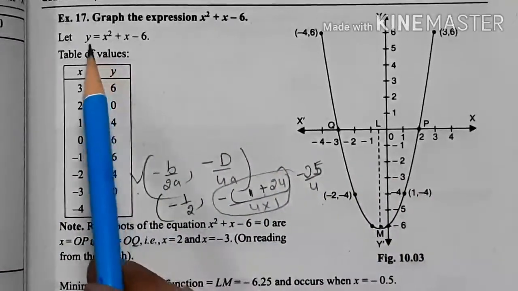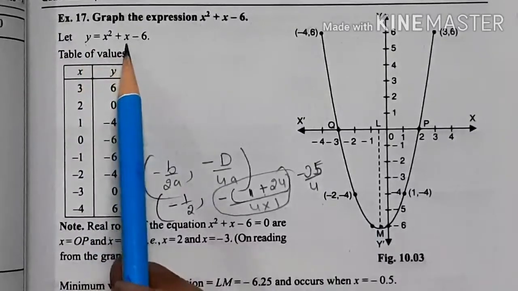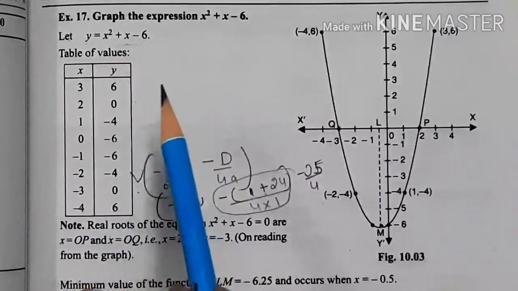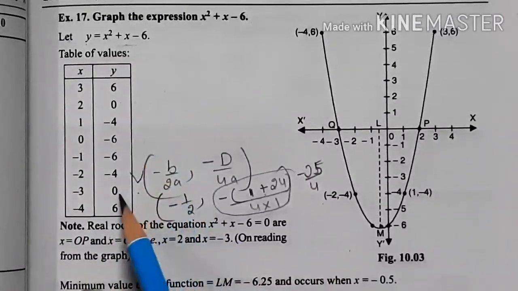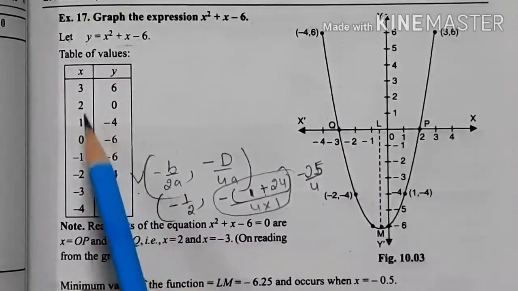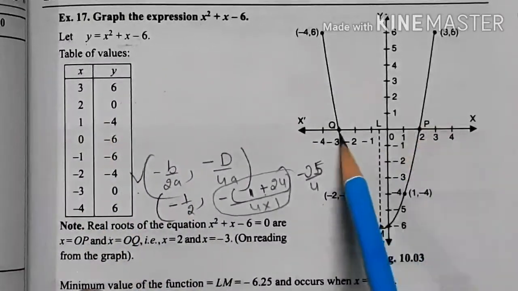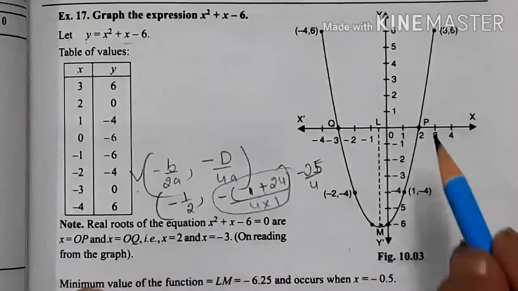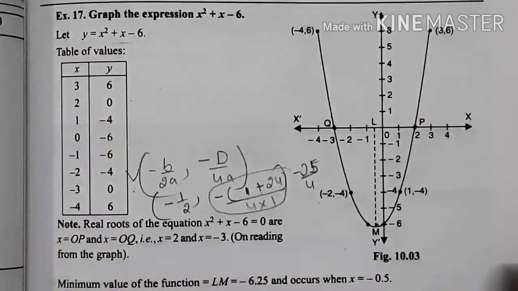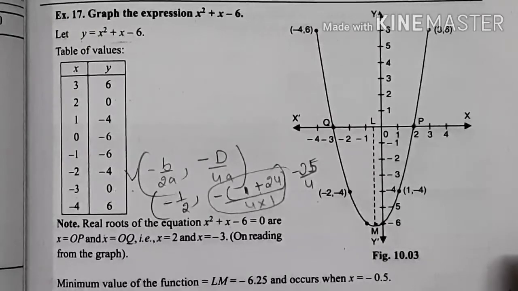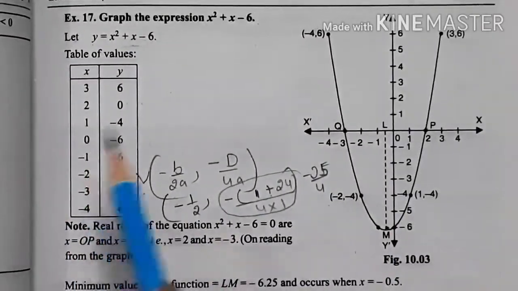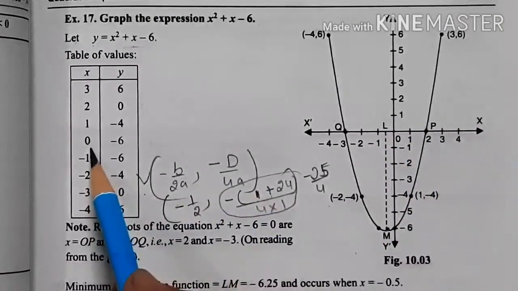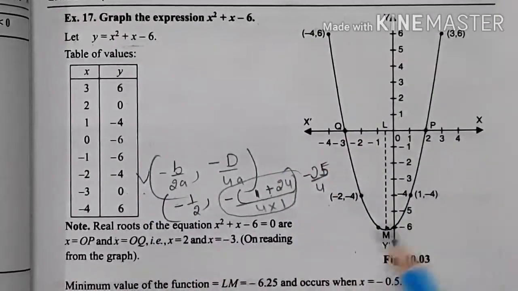Once you apply y is equal to 0 in x square plus x minus 6 and find the x value, you will get two values of x, 2 and minus 3. That means 2 and minus 3 are alpha and beta, the two roots of the equation. So from this point and this point you will find the values. Now if I go with x is equal to 0, to find where the curve touches the y-axis, my y value is minus 6. So this is my value.